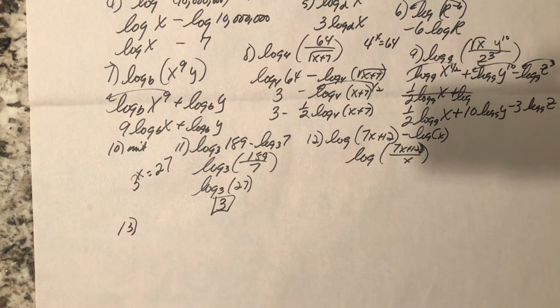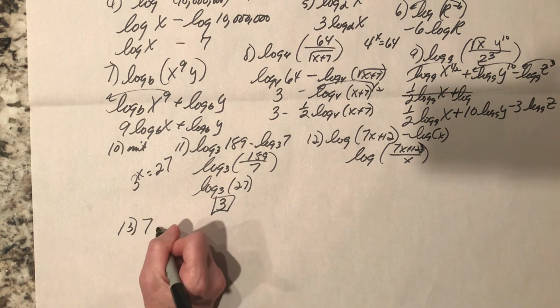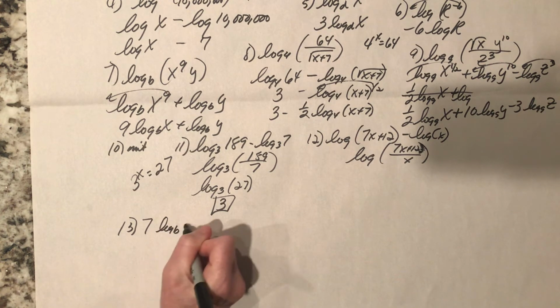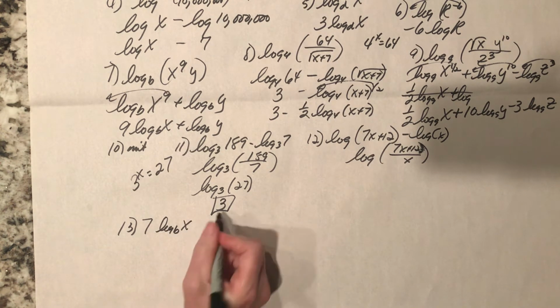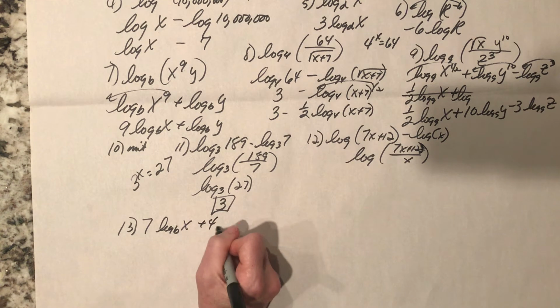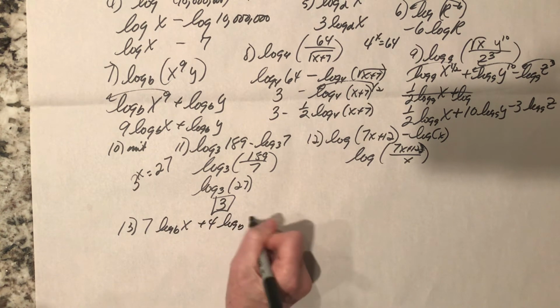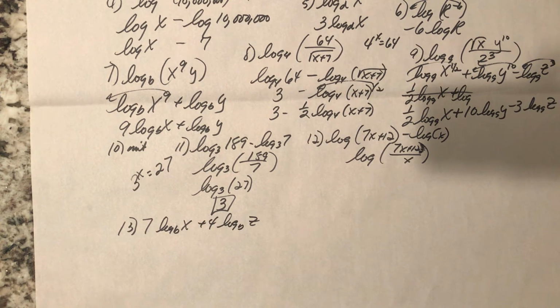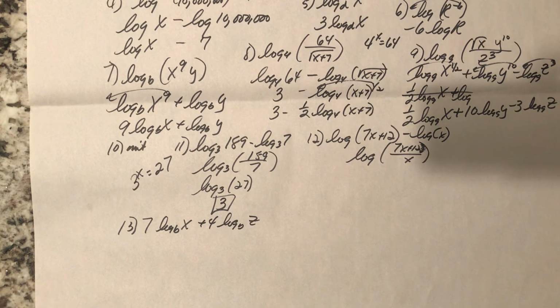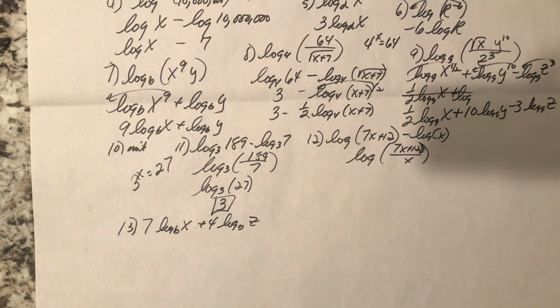Okay, let's tackle number 13, which is not on my sheet. So let me show you what it is. 7 times log base b of x plus 4 times log base b of z. Okay, so this problem is not on your worksheet. I just left it off when I typed it up, but it is on your homework. So this is one like your homework.